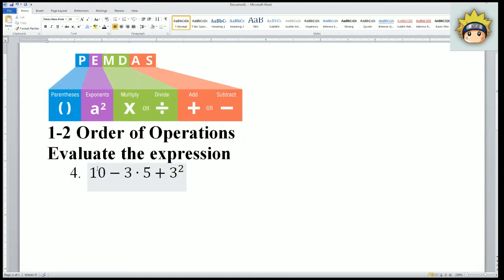Looking at this, what is the first thing that we do? We do this exponent because there's no parentheses, so we move to the exponent. So we have to worry about this term first. Okay?